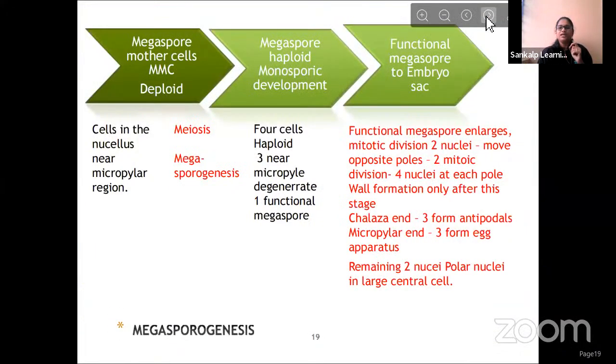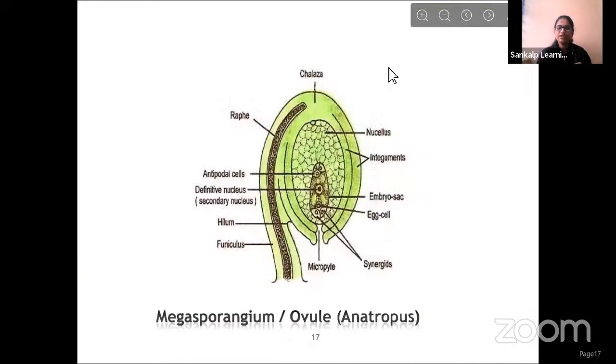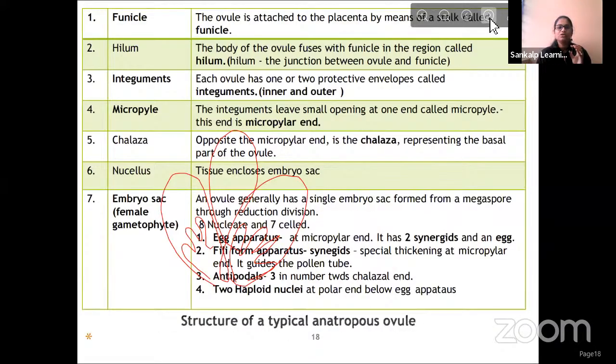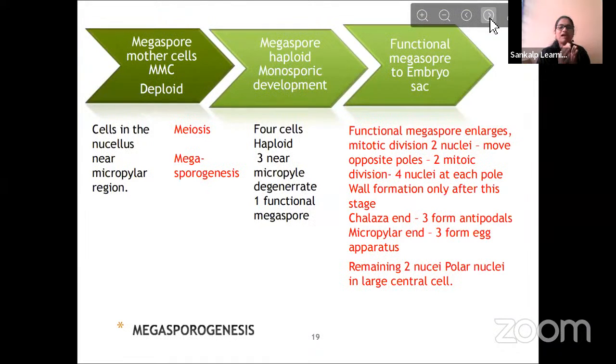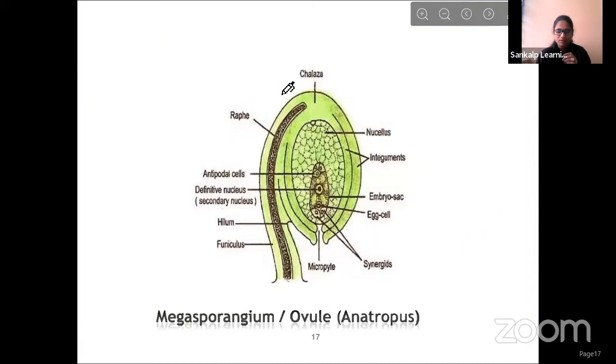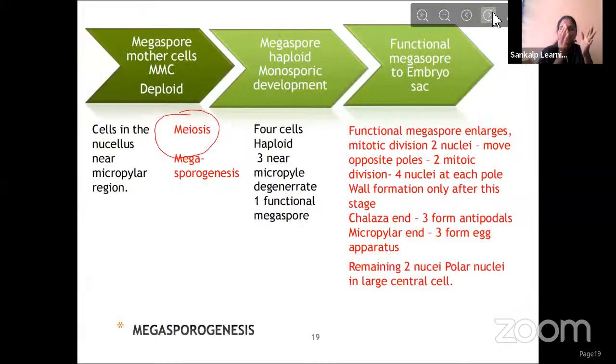Next, let us see what happens in megasporogenesis. There is a megaspore mother cell, which will undergo meiosis division. Here you can see that the megaspore or the embryo sac is surrounded by a mass of tissue called the nucellus. So the megaspore mother cell will undergo meiosis.